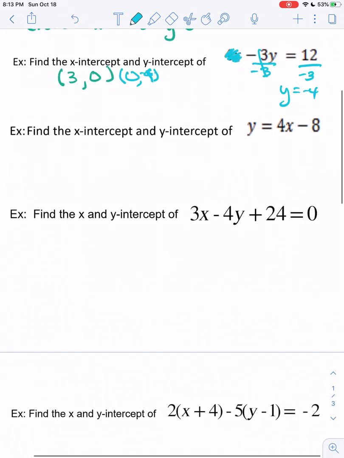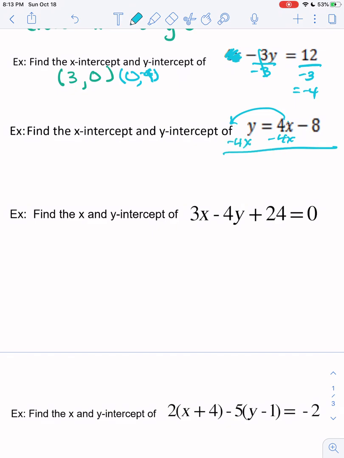Let's try that again. It's sometimes easier if you put it in standard form, meaning you have your x, then your y, and then equals your whole number. You don't have to, but it makes your work a little bit easier. So I'm going to move that 4x over. I'm going to subtract 4x from each side. So I get -4x plus y equals -8.